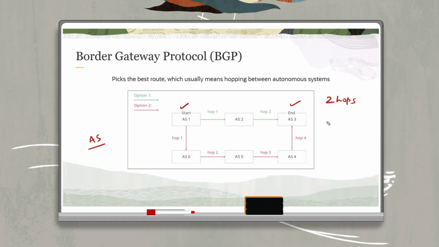So in this case, there are 4 hops. Here BGP is going to make a decision. In this scenario, it's pretty straightforward. It will go with the less number of hops. So it is going to select option number 1.